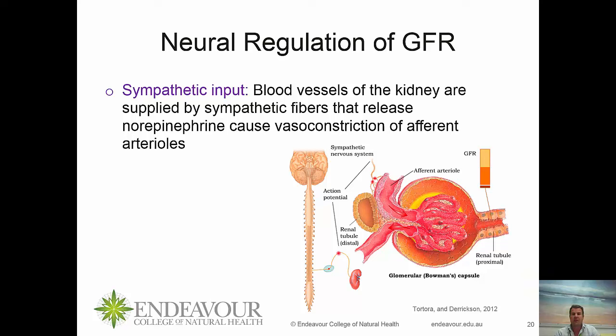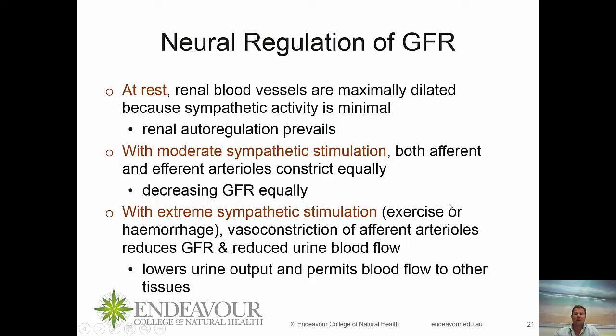Okay? So vasoconstriction of our afferent arterioles, what's that going to do to GFR? It's going to decrease it, isn't it? So let's have a look. There's our little sympathetic nerves coming in, innervating our afferent arteriole, and if we vasoconstrict our afferent arteriole, we're going to be reducing the flow through here, reducing the pressure through here, getting less filtrate through here. So that's essentially what happens.